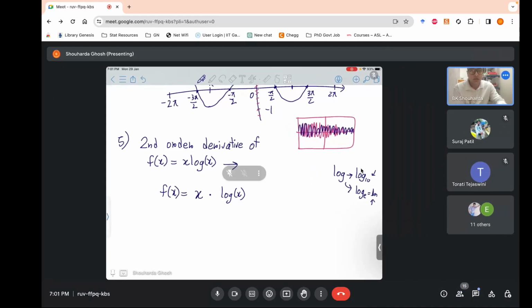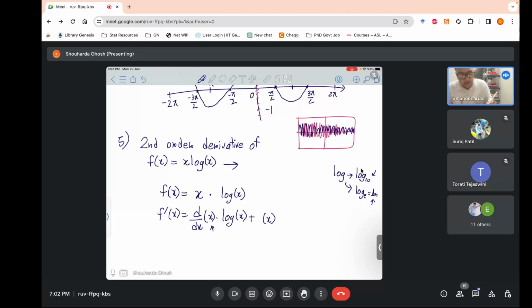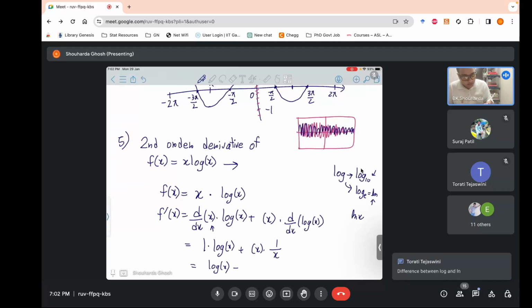No, fine. Okay, so now we do its derivative. When you do the f prime derivative, we hold one of them constant and differentiate the other. First we differentiate x keeping log x constant, and then we differentiate log x keeping x constant. So derivative of x is 1, and derivative of log x, I am assuming that's ln x, and that's what the option shows. Derivative of ln of x is 1 upon x. So what you get is log x plus 1.